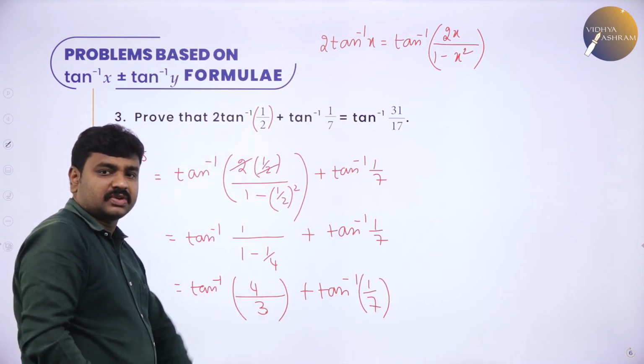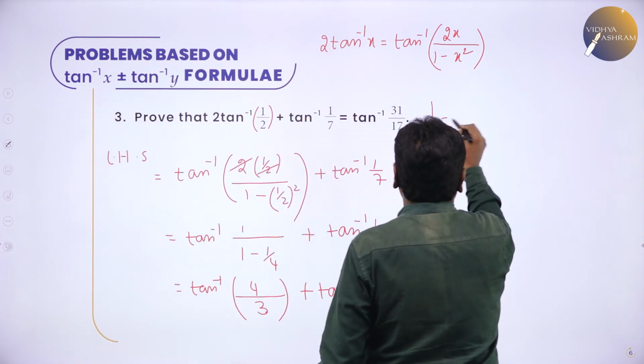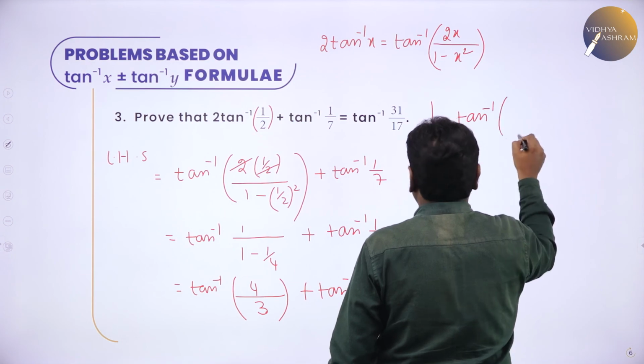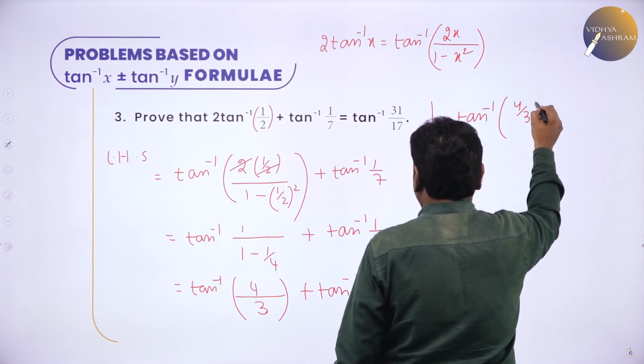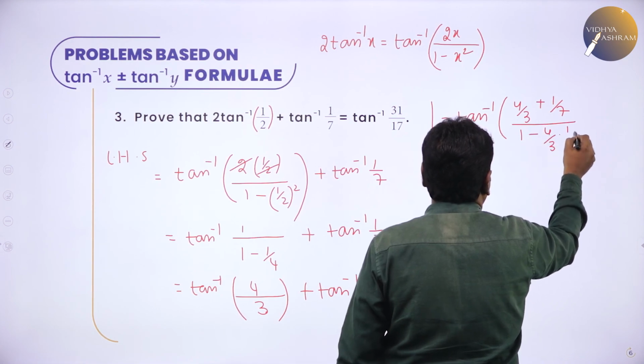What is tan inverse x plus tan inverse y? Tan inverse of x plus y divided by 1 minus xy. So this will become tan inverse of x plus y, meaning 4 by 3 plus 1 by 7, divided by 1 minus 4 by 3 into 1 by 7.